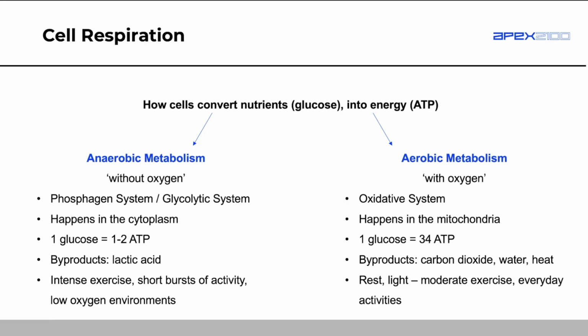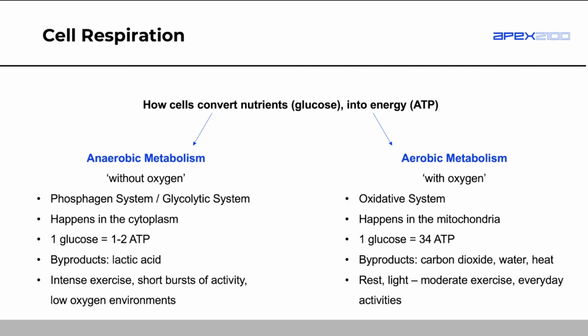So when we don't have oxygen within the cell, it's going to use different systems to create energy. These are known as the phosphagen system and the glycolytic system. So, two different systems within our anaerobic metabolism. And we know already that this happens within the cytoplasm of the cell. Now, anaerobic metabolism produces much less energy. One glucose creates between 1 to 2 ATP molecules.